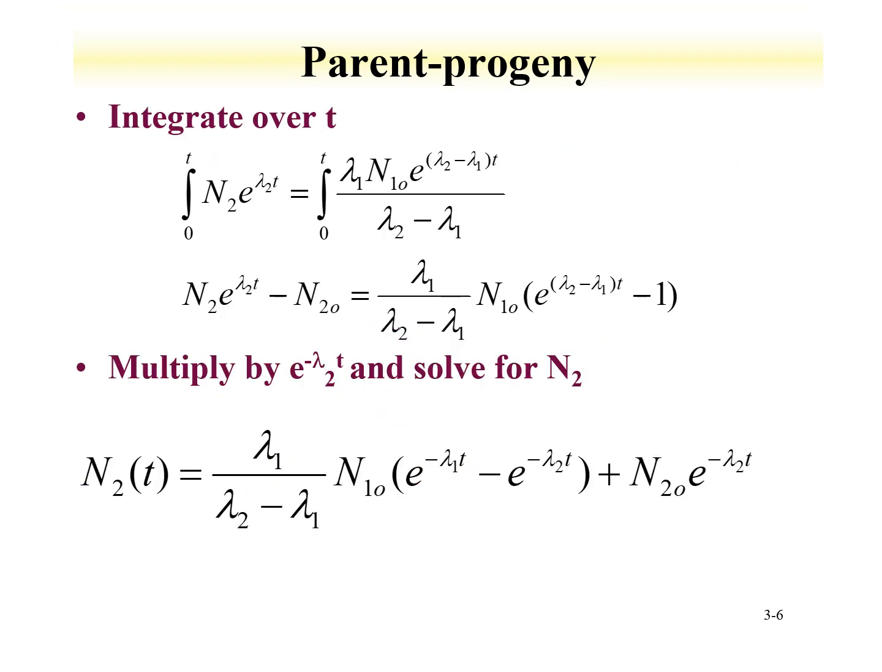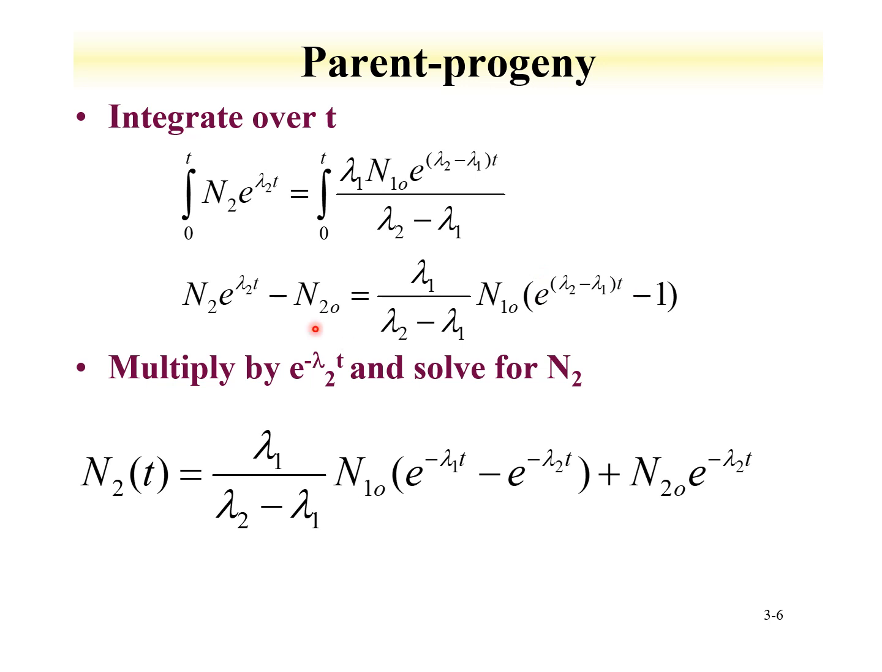Now let's integrate over time. So let's provide the integral, and we get this term. Let's integrate over what we see here, lambda 1 n 1 naught e to the minus lambda 2 minus lambda 1 times t divided by the difference between lambda 2 and lambda 1. From 0 to t, the equation becomes n2 e to the lambda 2 times t minus n2 initial is equal to a ratio of the decay constant for 1 divided by the difference between the decay constant for 2 minus 1 times this term n1 e to the lambda 2 minus lambda 1 times t minus 1.